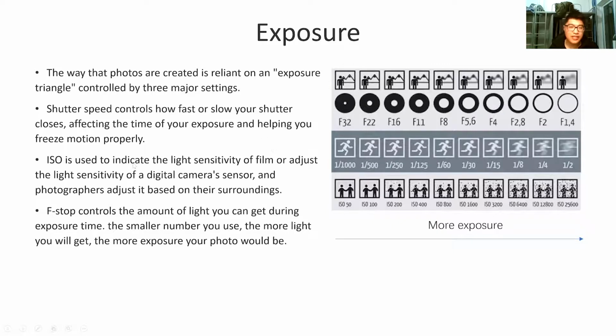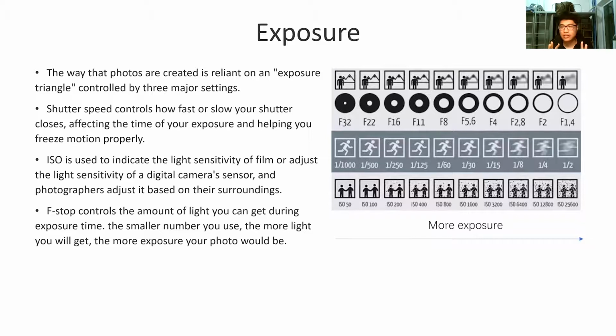And ISO is used to indicate the light sensitivity of film or adjust the light sensitivity of a digital camera sensor. Photographers adjust it based on their surroundings. F-stop controls the amount of light that it can get during exposure time. The smaller number you use, the more light you will get, and the brighter your photo will be. So let me make it clear. Shutter speed means the time of the exposure. If you use a smaller f-stop number, you will get more light in at the same time. And if you use a higher ISO, the image sensor will be more sensitive to light, so it will also be brighter.